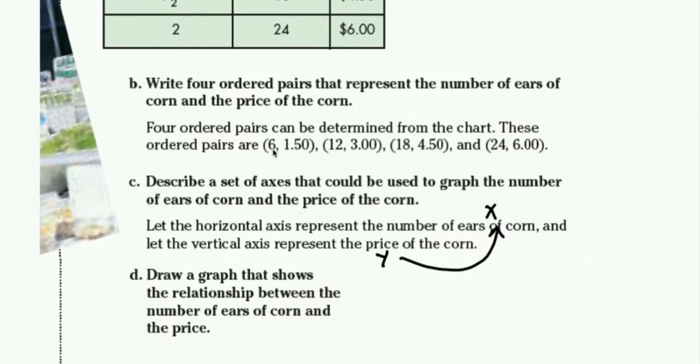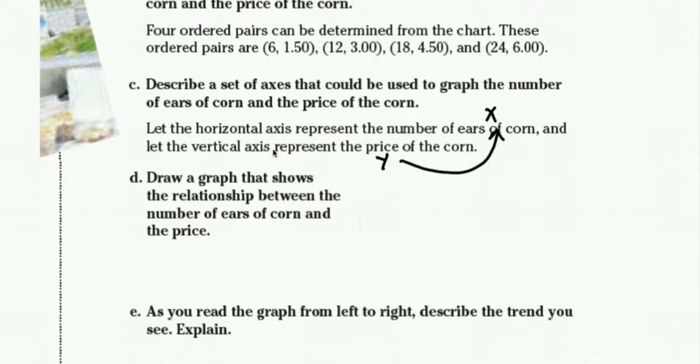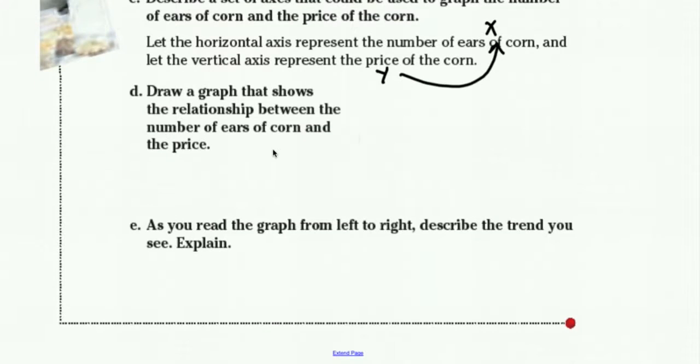It's asked to draw a graph that shows the relationship between the number of ears of corn and the price of the corn. The graph will look something like this.